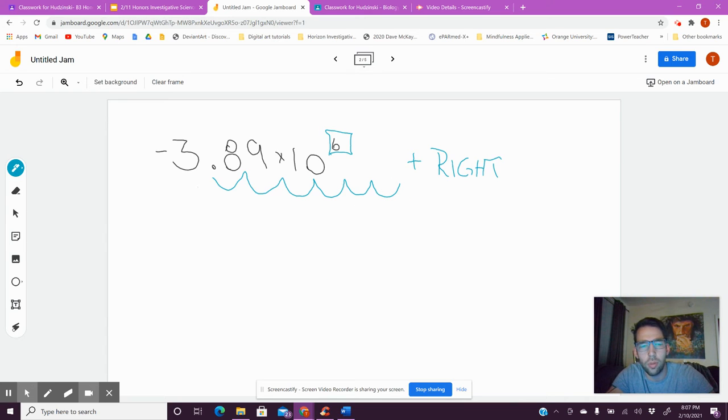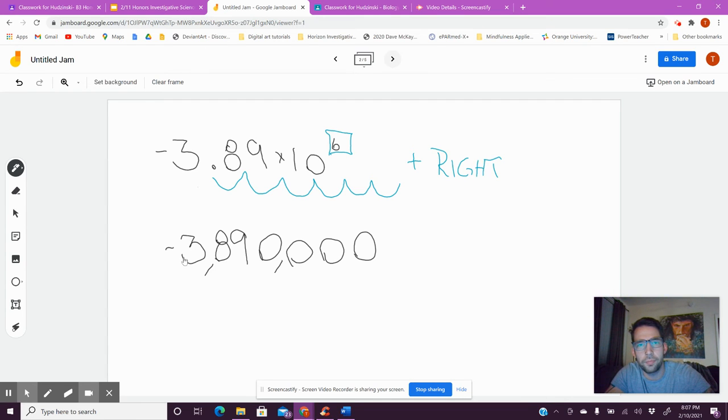And I kind of went over the problem here, but you can imagine that if I were to rewrite this, it would be negative 3, 8, 9. And then I would have to add a 0 here, a 0 right there, and right there. So that's 1, 2, 3, 4 more zeros. Here it is. It would be negative 3,890,000.